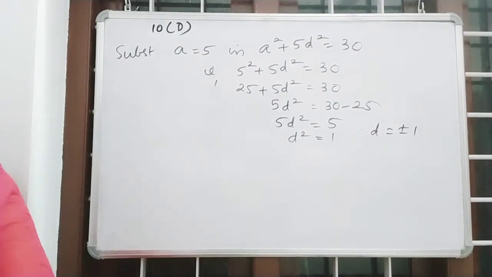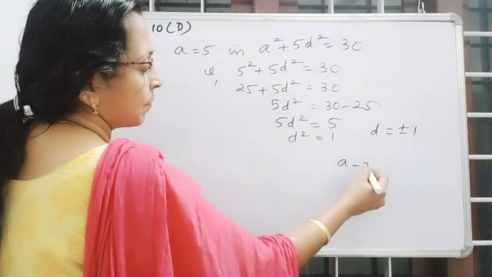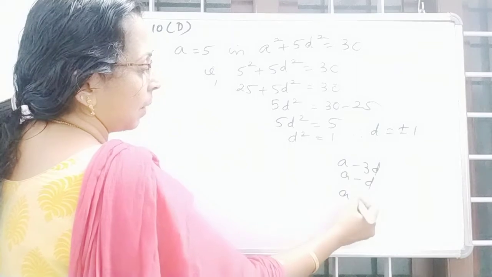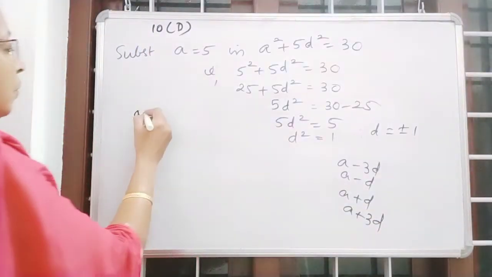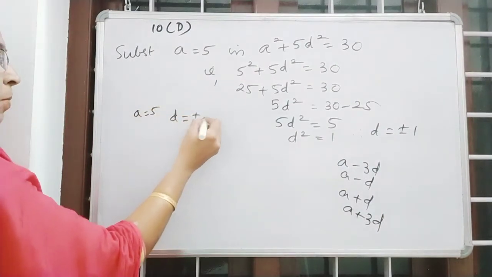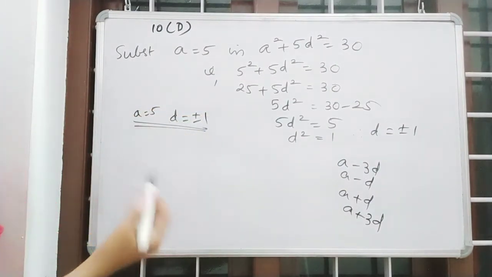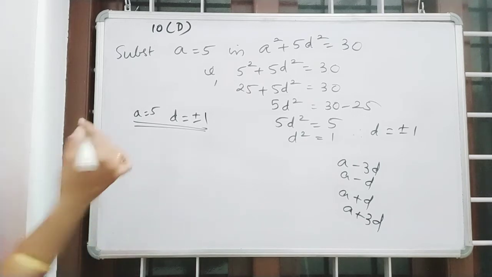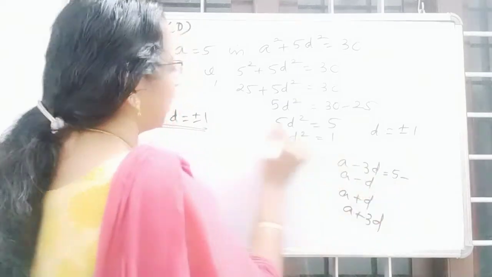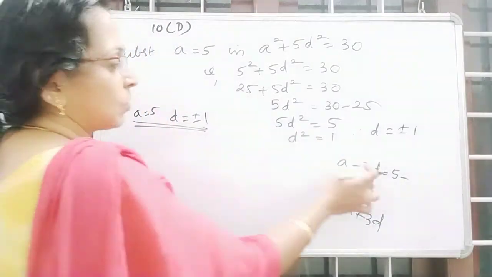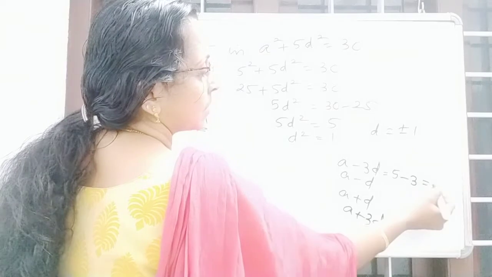So which are the four numbers? A minus 3D, then A minus D, A plus D and A plus 3D. So A is equal to 5 and D is equal to plus or minus 1. It will be in ascending and descending order, we already know. We have done so many problems, so I am directly writing only those numbers. So A minus 3D, let D be positive 1. A is equal to 5 minus 3 into positive 1. 3 into 1 is 3, so 5 minus 3 is equal to 2.